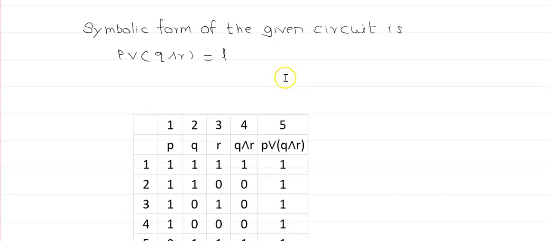Now we'll require Q and R. Therefore we'll write here Q and R. And again it is with the disjunction with P. That we'll find out, the disjunction between column number 1 and column number 4. Now P is 1 1 1 1 0 0 0 0. Q is 1 1 0 0 1 1 0 0. What about R? 1 0 1 0 1 0 1 0.